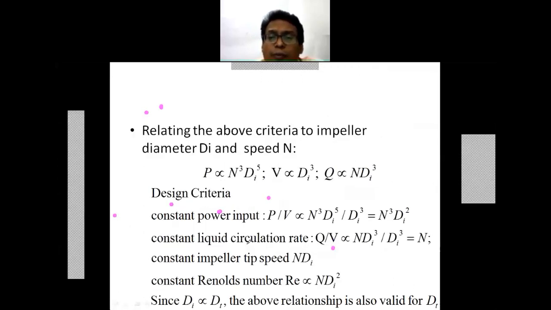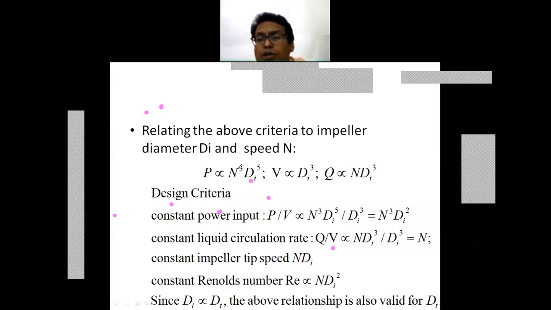So when you talk geometric similarity, power corresponds to N cube into diameter raised to the power 5, the diameter of the agitator or the impeller. Then volume corresponds to the diameter cube, and the volumetric flow rate corresponds to N into diameter cube. So this is the design criteria, that is the constant power input, P upon V, that will correspond to N cube into Di raised to the power 5 upon Di cube, which is going to give you N cube Di raised to the 2.